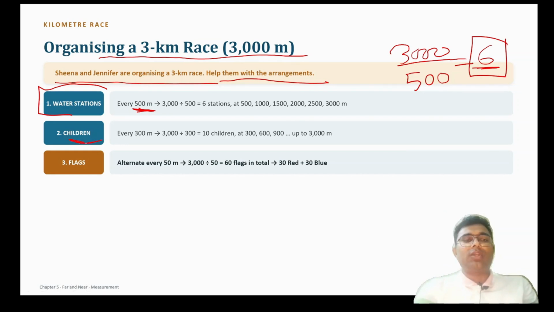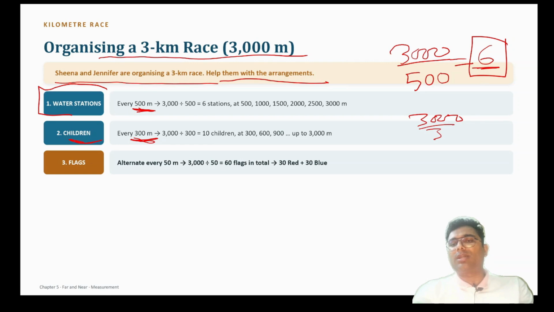Children, they need to arrange children, they need to stand children to guide the athletes. So how many children will be needed? If they are standing children after every 300 meters, divide the total length again by 300 meters, so you will get 10. So it means 10 children will be needed.